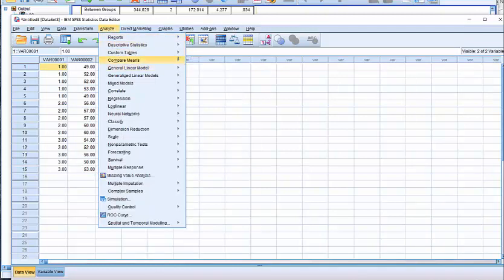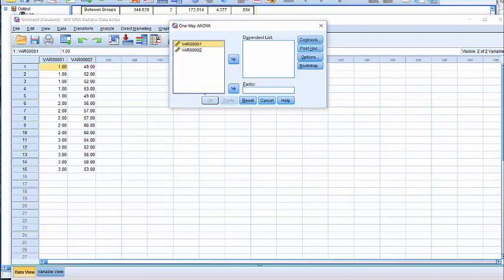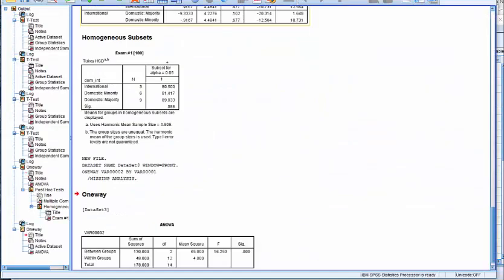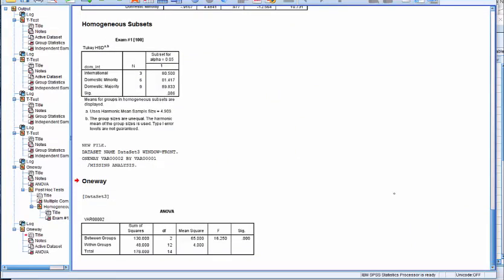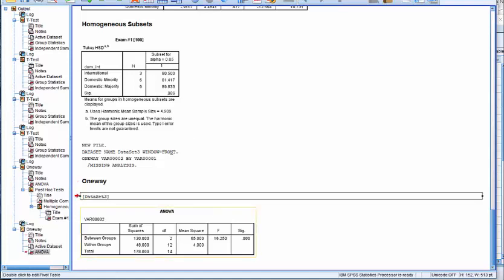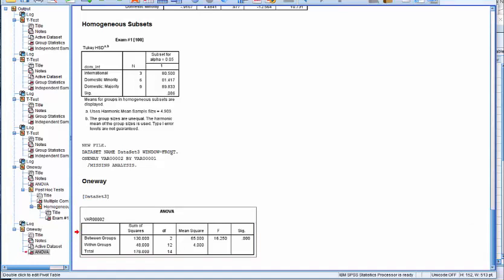So we're going to compare the means with a one-way ANOVA. Our grouping variable is going to be variable 1, and our variable 2 is the income here. So let's do OK here. These numbers should look familiar. If you go down here to this ANOVA, you see the between groups is 130, the within groups is 48. Remember the 178 total.